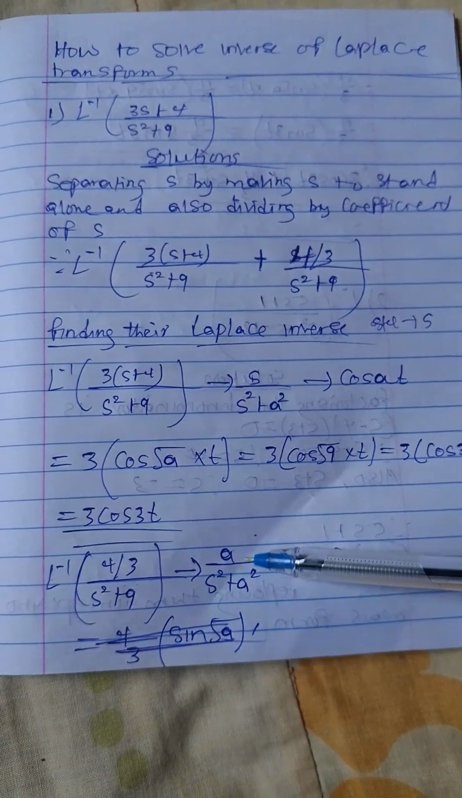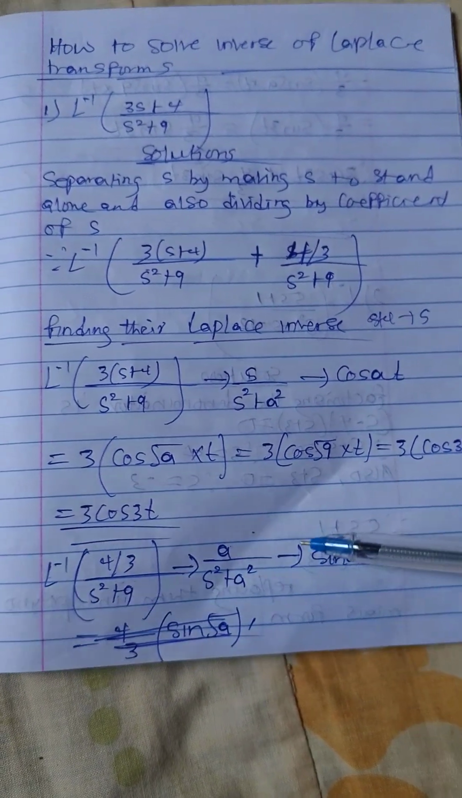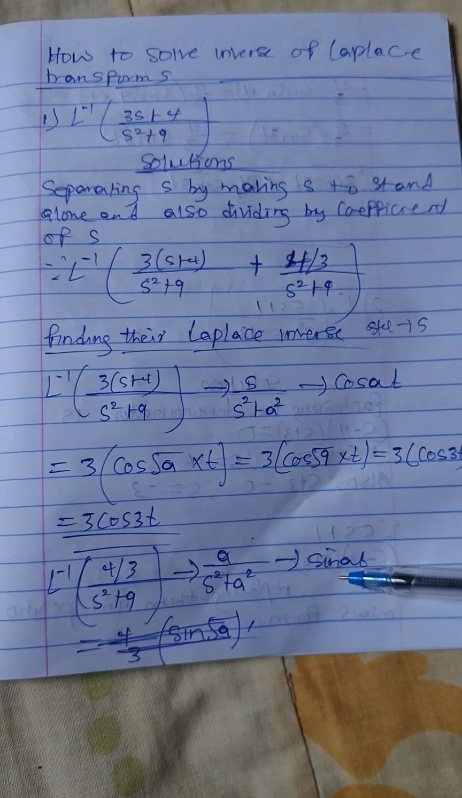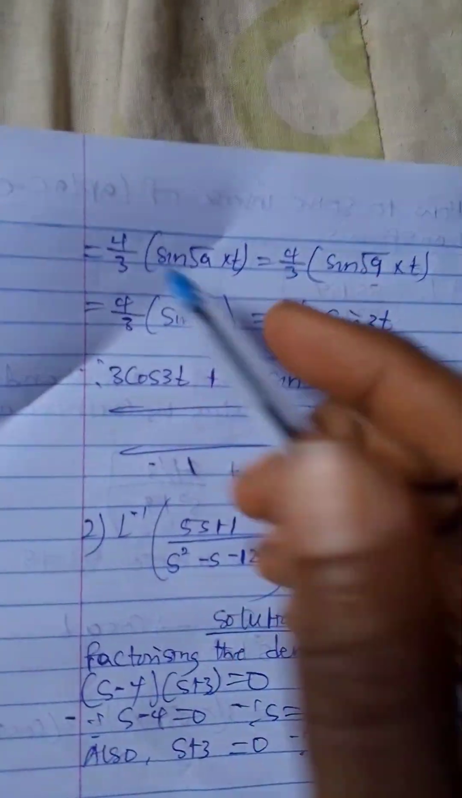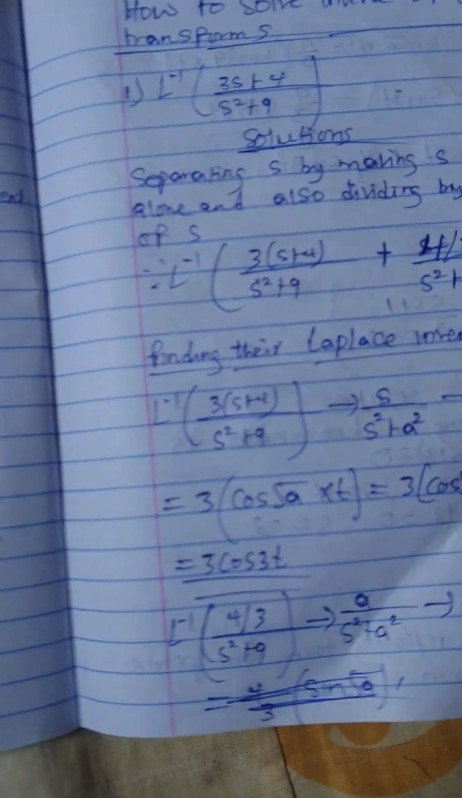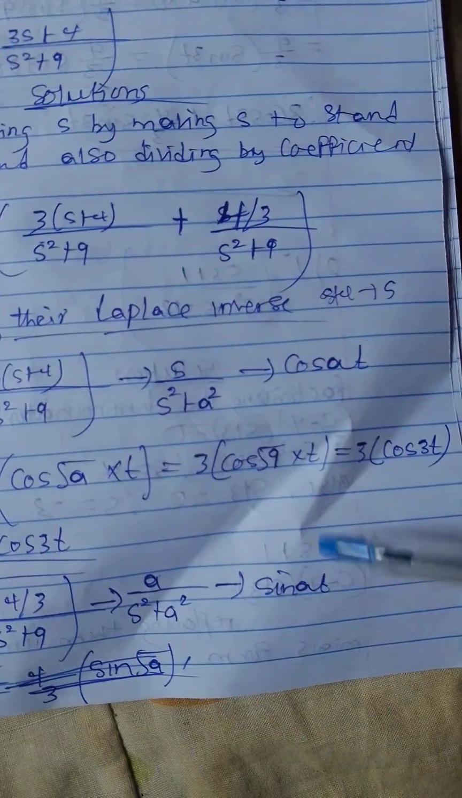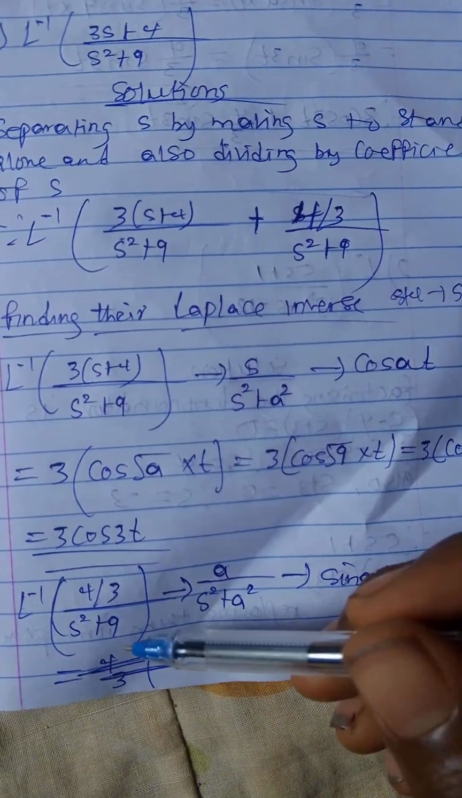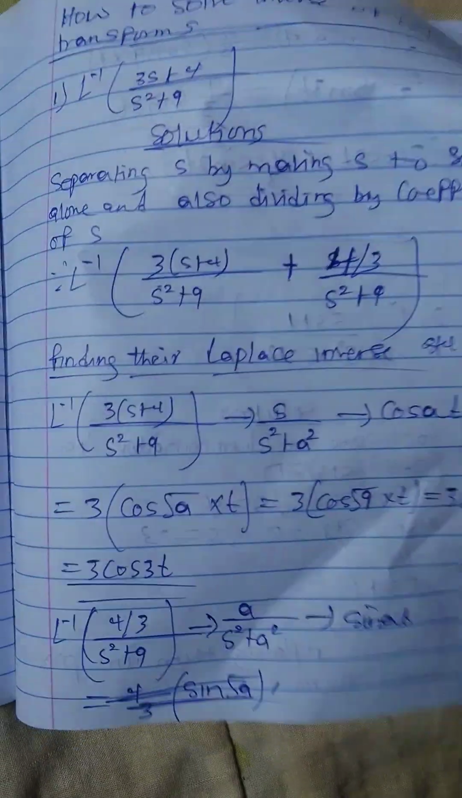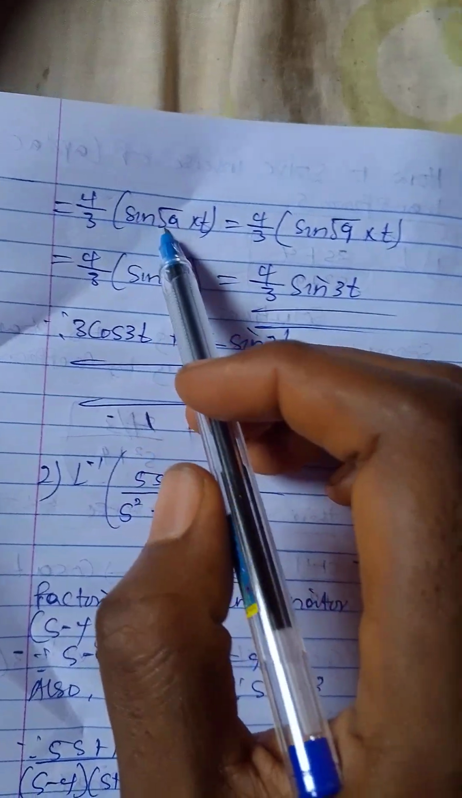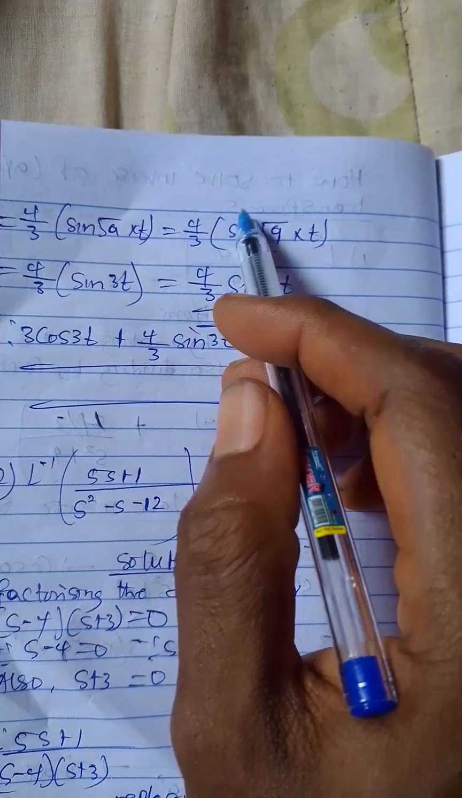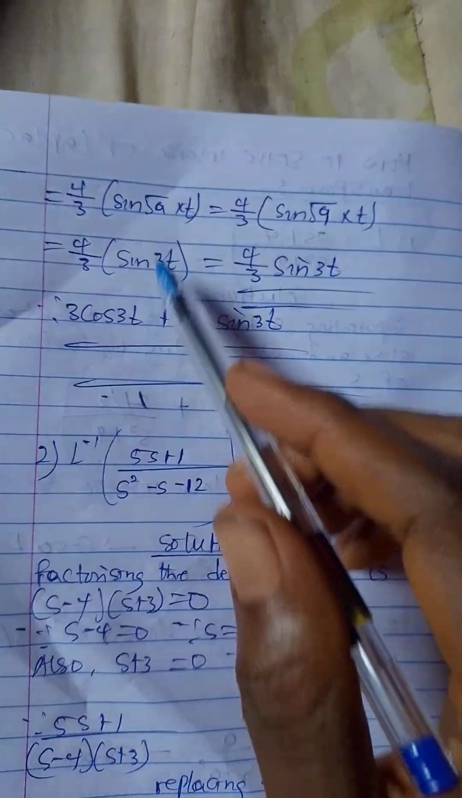You know that 9 here is a squared, and x squared is x squared. So this is in the form of sine at. Let's proceed, meaning that this becomes 4 over 3 bracket sine a. For you to get a, you have to find the square root of 9. So that becomes 4 over 3 bracket sine square root of a times t, where a is 9.